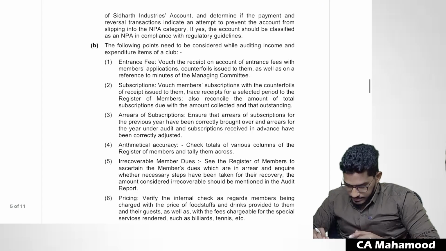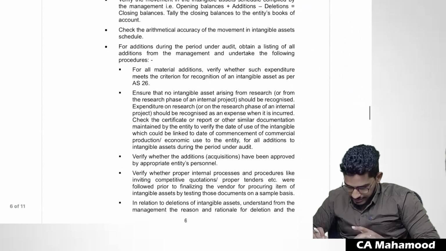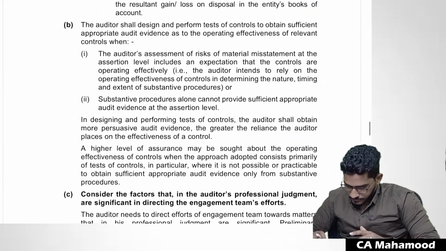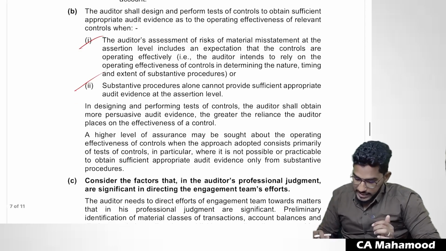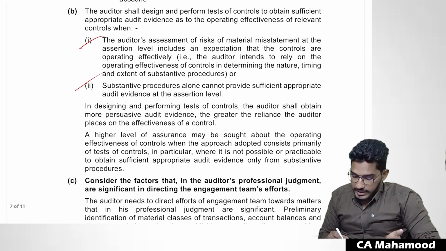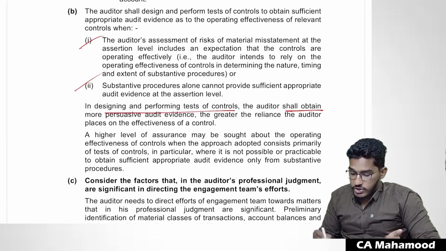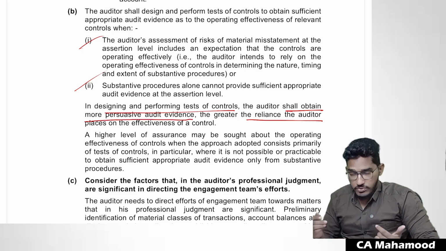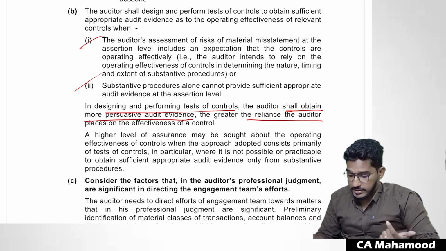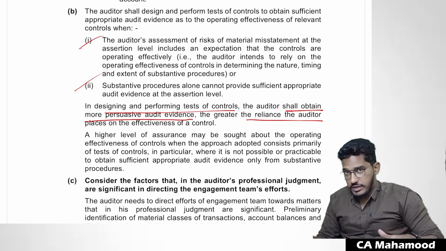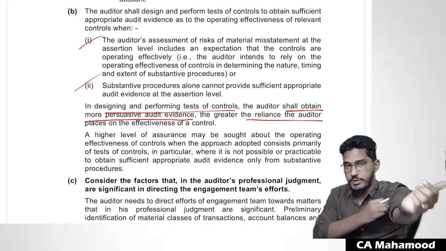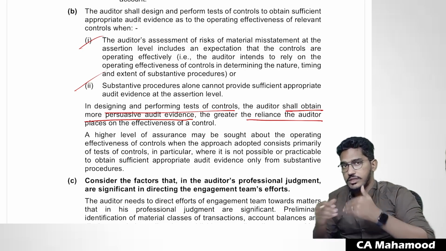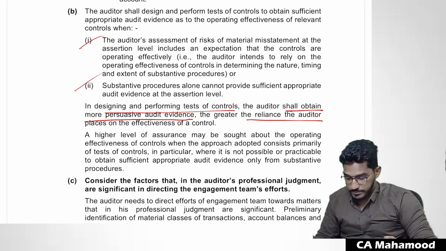So as I've told, just have a quick look at the answer. Yes, see these 2 points I have already clarified. Here they are telling, in designing and performing tests of controls, the auditor shall obtain more persuasive audit evidence. The greater the reliance the auditor places on the effectiveness of internal controls, the more compliance procedures you want to perform. That means the more you want to rely on internal controls, the more compliance procedures you have to perform.